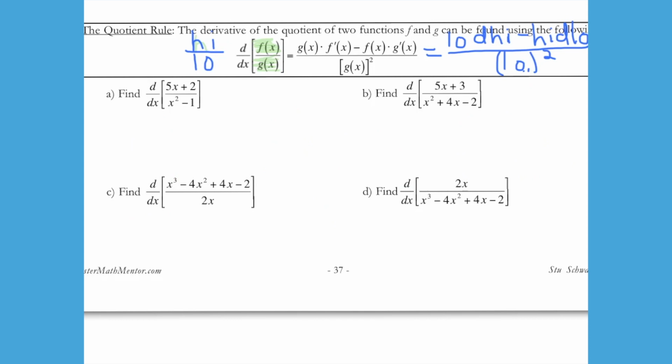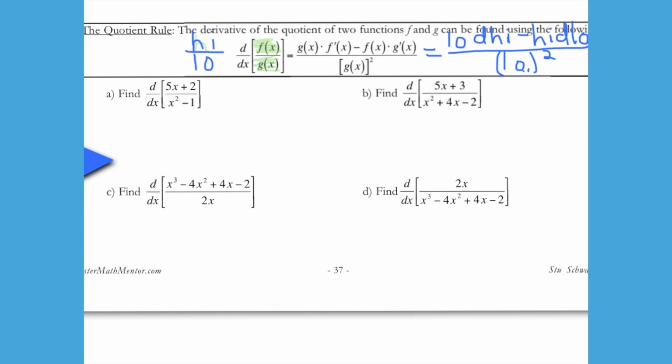Let's see if I can get my pointer. There we go. Low d high minus high d low over low low. Like the Cool Whip song. So that's the cute way to remember the quotient rule. Low being the function on the bottom, high being the function on the top, and d standing for derivative of.